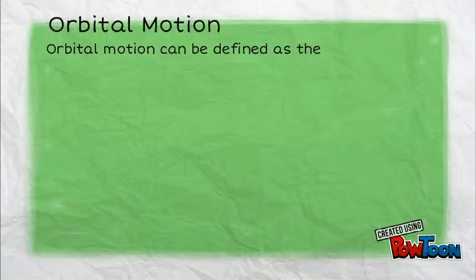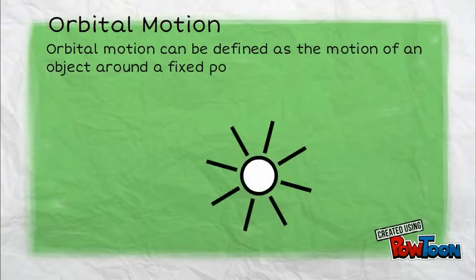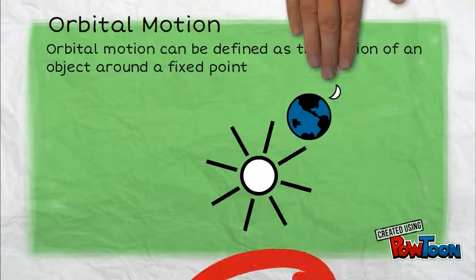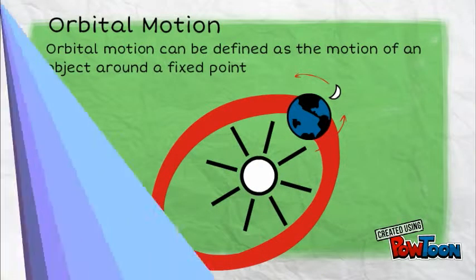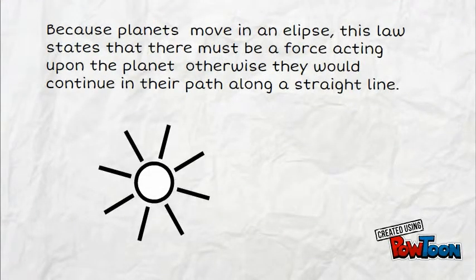Orbital motion. Orbital motion can be defined as the motion of an object around a fixed point, such as the Earth around the Sun and the Moon around the Earth. Because planets move in an ellipse, this law states that there must be a force acting upon a planet or the satellite, otherwise they would continue in their path along a straight line.